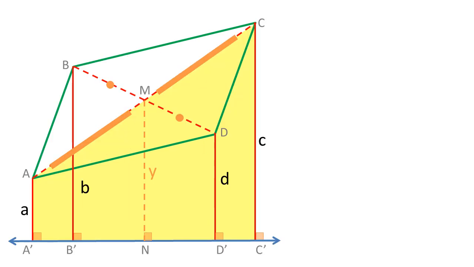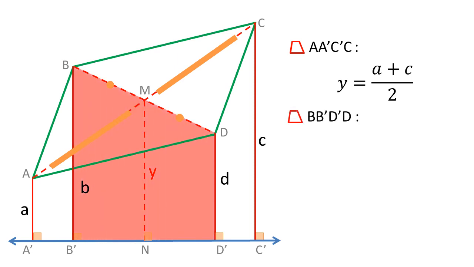Based on the midsegment properties, we know that the segment MN is the midsegment of the trapezoid AA'C'C, so y is equal to (a plus c) divided by 2. Something similar happens in the trapezoid BB'D'D: BM is equal to MD, and the segment MN is parallel to the bases BB' and DD'. Then the segment MN is the midsegment of the trapezoid and its length y is equal to (b plus d) divided by 2.